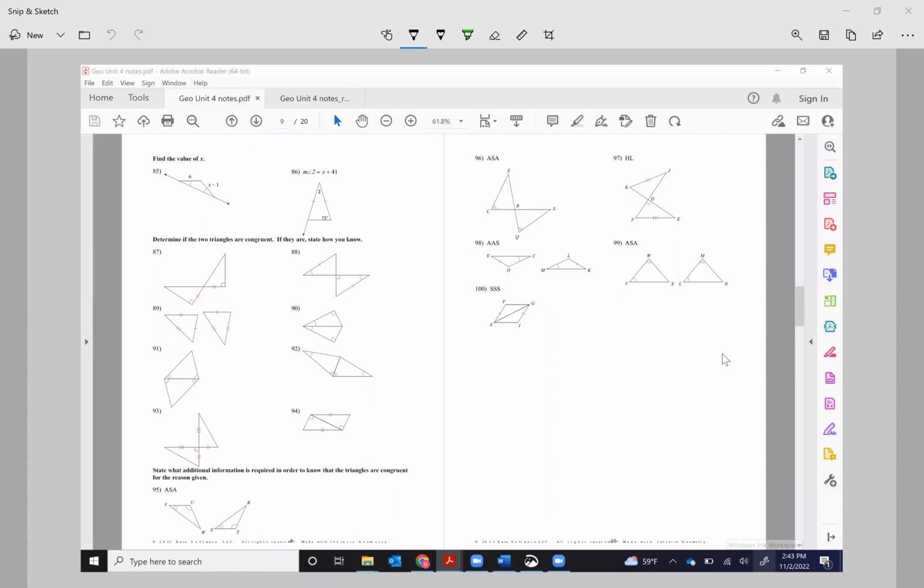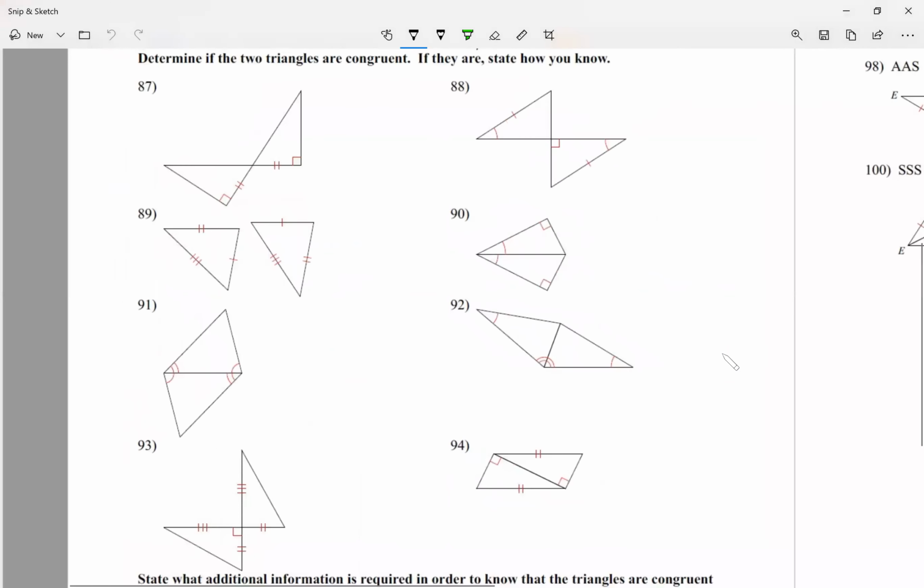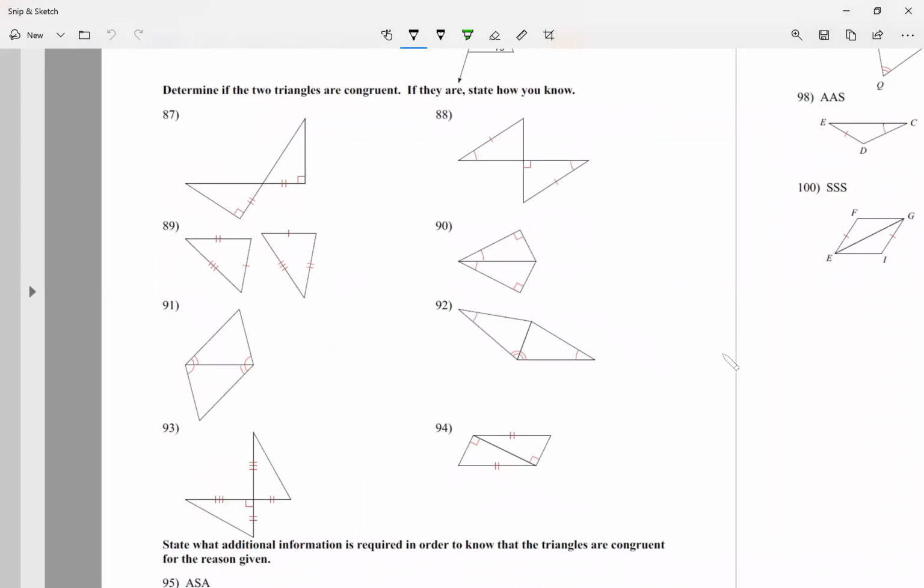All right, so for today, let's finish from 87 to 100. So from 87 to 94, I'm asking, determine if the two triangles are congruent. If they are, state how you know. All right, so let's take a look.